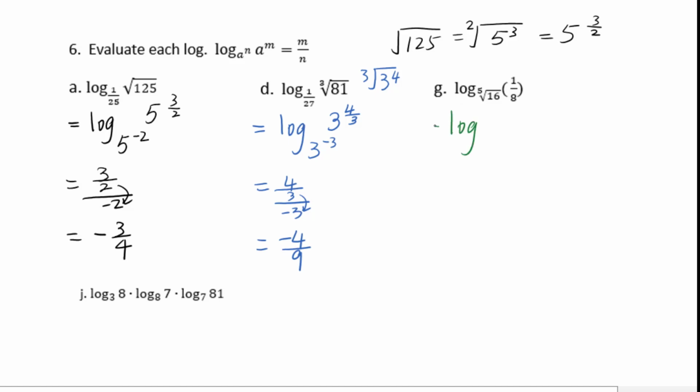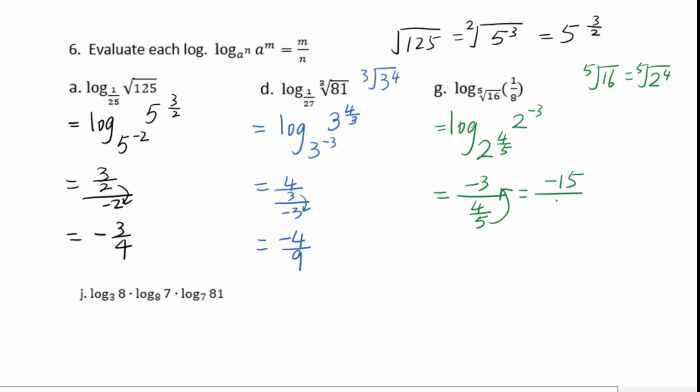For J, the same base will be 2. Fifth root of 16 means fifth root of 2 to the fourth power. So we have 2 to the 4 over fifth power. 1 over 8 is 2 to the negative third power, so it equals negative 3 over 4 over 5. Denominator jump up, that equals negative 15 over 4.